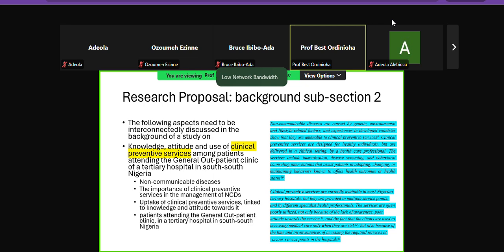So you have to talk about non-communicable diseases and the importance of clinical preventive services. Then you talk about the uptake. The thing there is uptake. Uptake is important, especially when the patients or persons are expected to come when they are not sick, because usually it is sickness that takes the patient to the hospital.